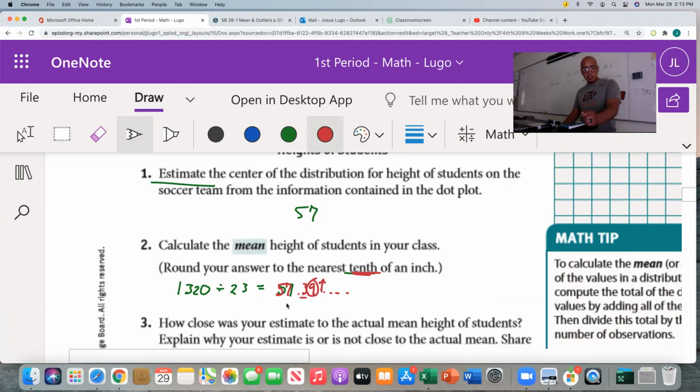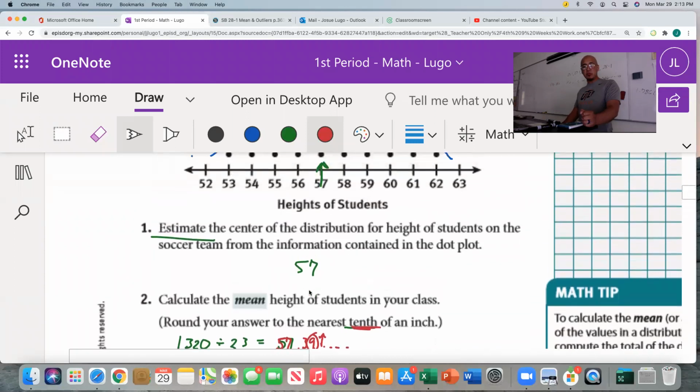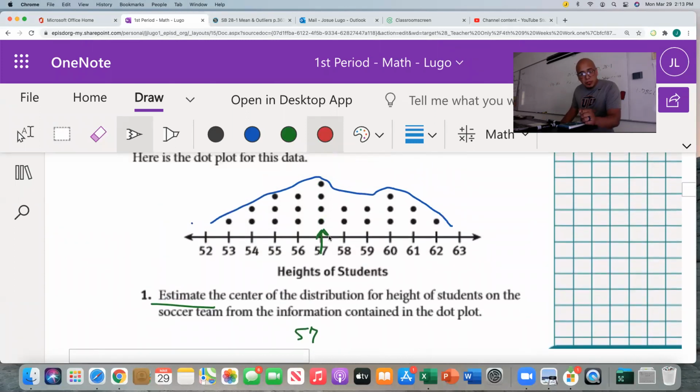So that's going to become 57.4. That is the average, that is the mean height of those 23 values. I added them up and I divided by 23. So we're saying that the average height of a player in this soccer team is 57.4. Notice that 57.4 would be about right here.